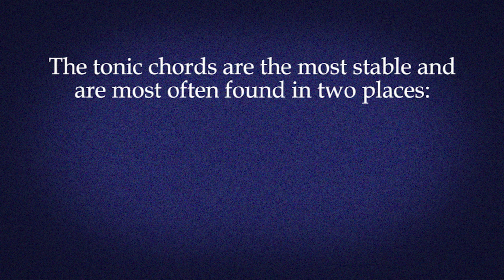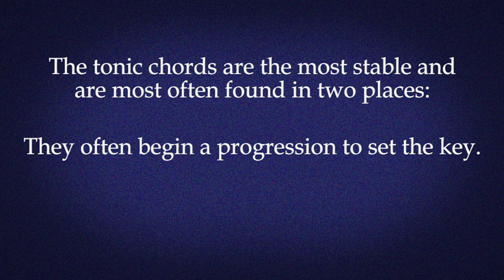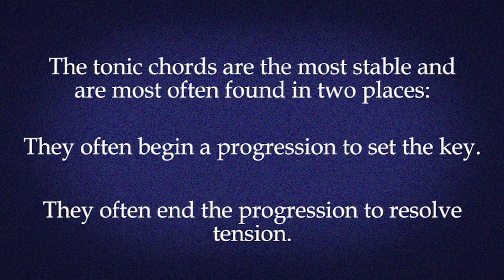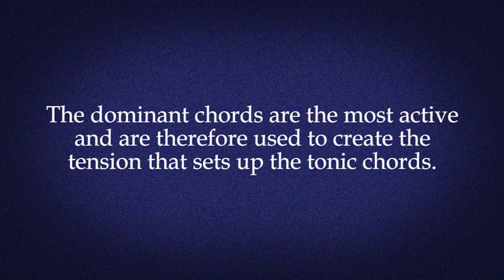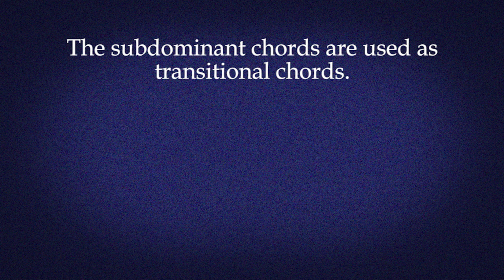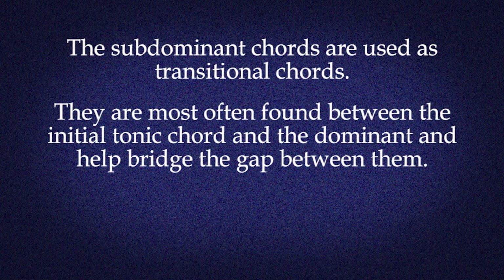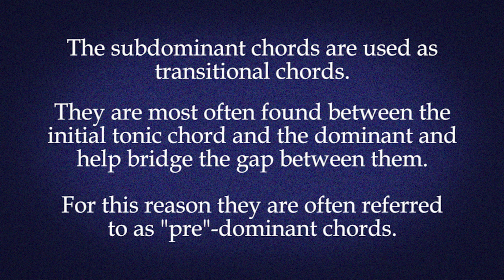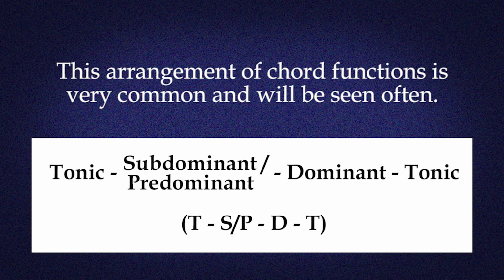The tonic chords are the most stable and are, therefore, most often found in two places. They often begin a progression to set the key and end the progression to resolve tension. The dominant chords are the most active and are therefore used to create the tension that sets up the tonic chords. The subdominant chords are used as transitional chords. They are most often found between the initial tonic chord and the dominant and help bridge the gap between them. For this reason, they're often referred to as predominant chords. This arrangement of chord functions, tonic to predominant to dominant to tonic, is very common and will be seen often.